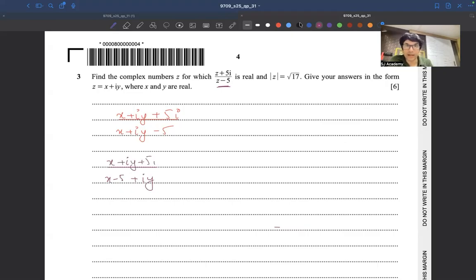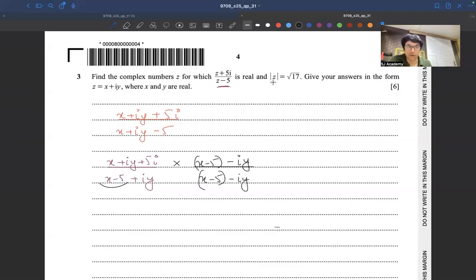Now we'll multiply by changing the sign of the denominator. So let's keep this as x − 5 as it is, and let's change the sign of the imaginary value. So this will become (x − 5 − iy) divided by (x − 5 − iy).